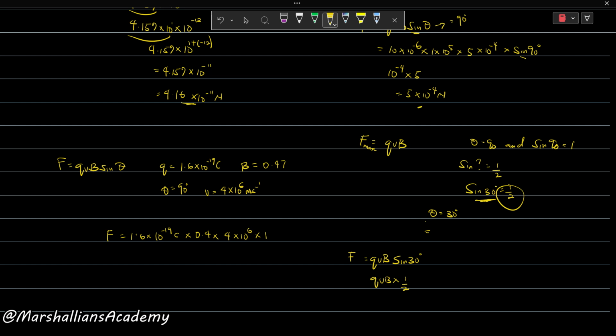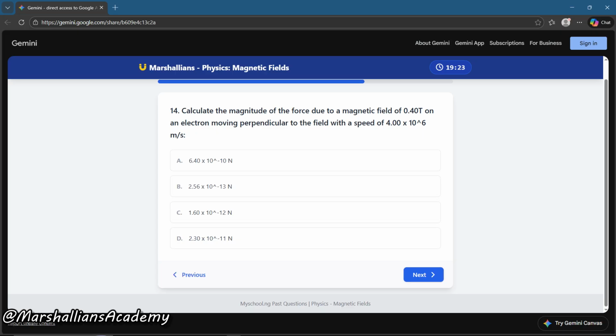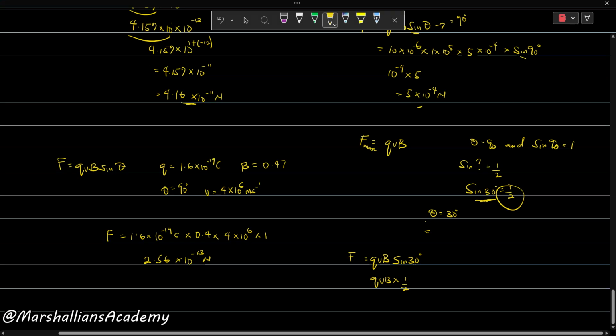So I have 1.6 times 0.4 times 4 times 1. I don't need to times by 1 though. And I have 2.56. Now 10 raised to the power negative 19 and 10 raised to the power 6: negative 19 plus 6 gives us, what's the answer? Negative 13. So it's 2.56 times 10 raised to the power negative 13 newtons. This is the force. Is there anything close to this? Yes, option B. Yeah, that's it.